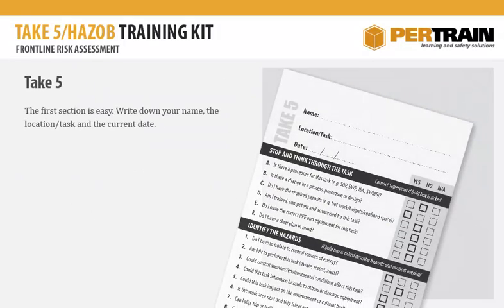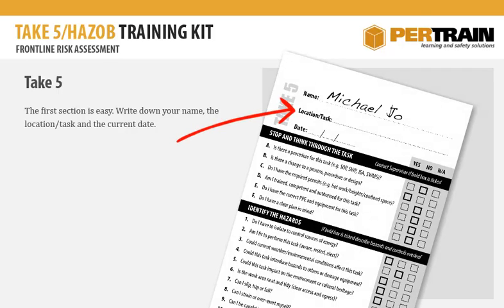The first section is easy. Write down your name, the location and task, and the current date.